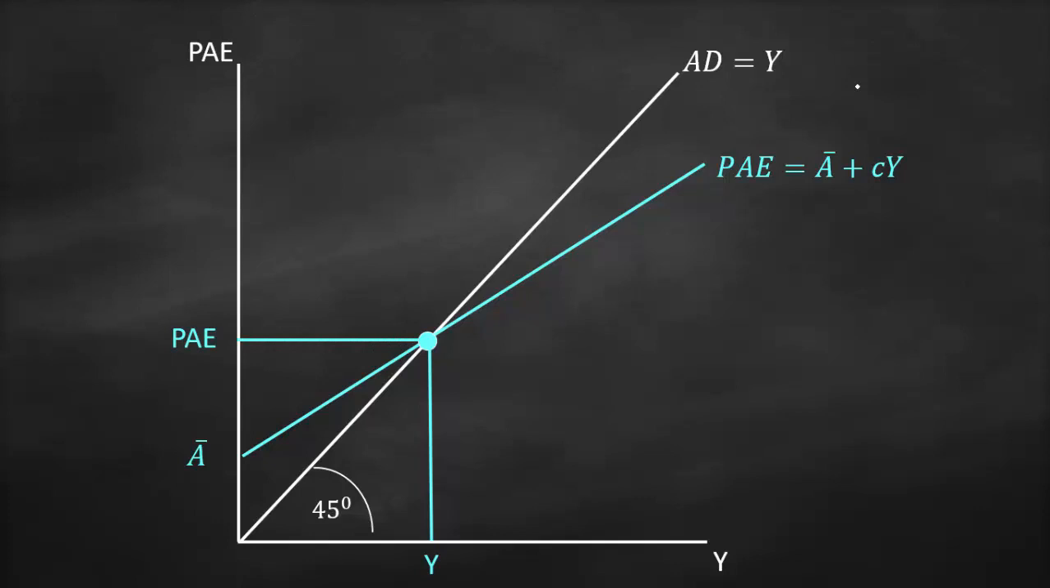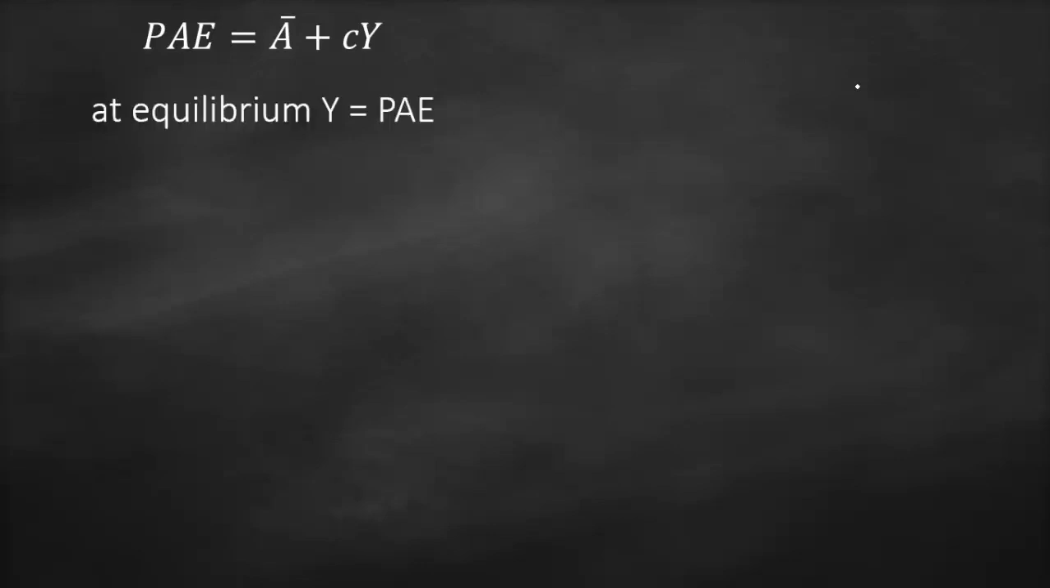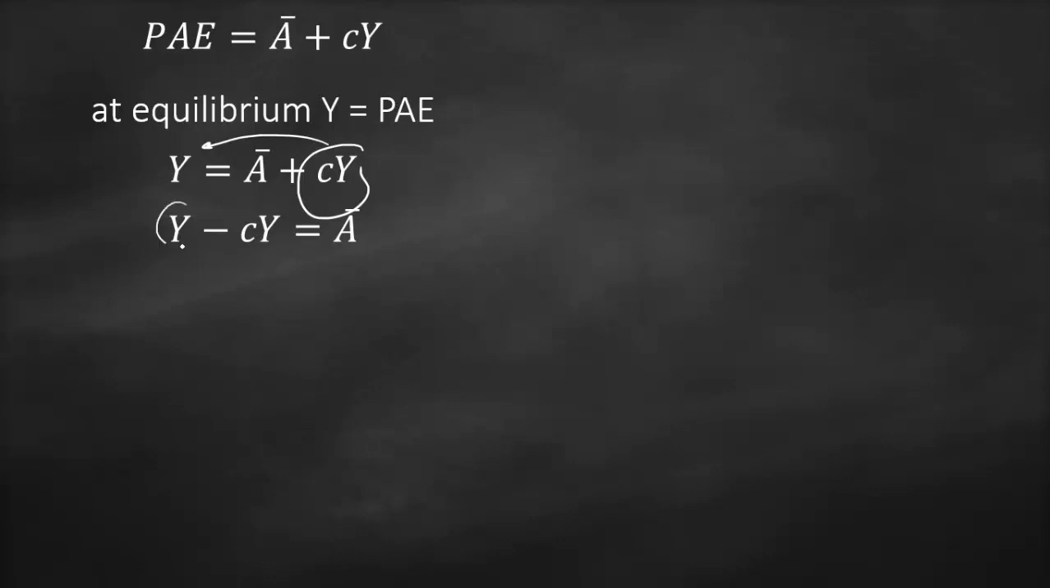Therefore, let's do it mathematically using our formula. This is the formula of planned aggregate expenditure, which is autonomous spending plus marginal propensity to consume multiplied by disposable income. At equilibrium, I know that our output will be equal to planned aggregate expenditure. Therefore, our y will be equal to A bar plus little cy. I would like to put all y's on one side, so I will take cy and put it on the other side by changing the sign. So I will get here y minus little cy equal to A bar. I would like to get y as a common factor. So I will get here y multiplied by 1 minus c is equal to A bar.